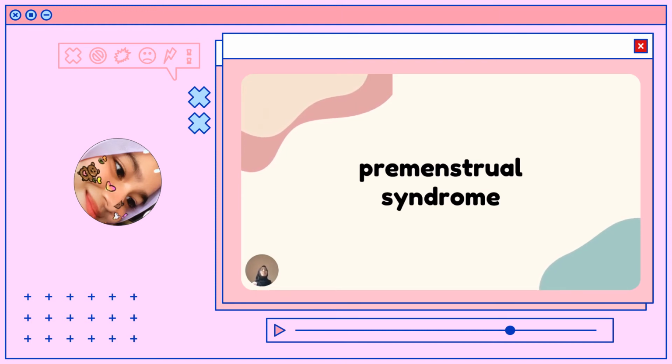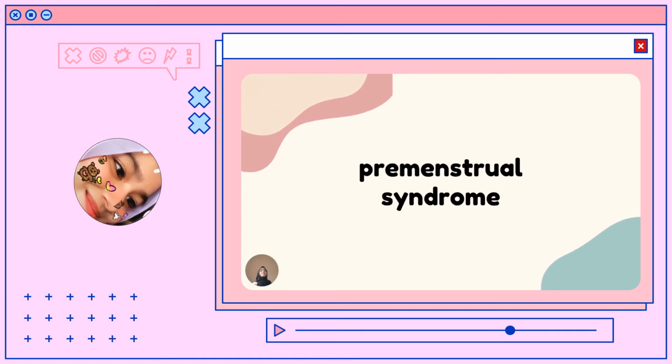Okay, so PMS is a combination of physical and emotional symptoms that many women get after ovulation and before the start of their menstrual period. So physical and emotional symptoms, like I said just now, maybe you suddenly wanna cry without any reason. That might be the symptoms that you experience for your PMS.